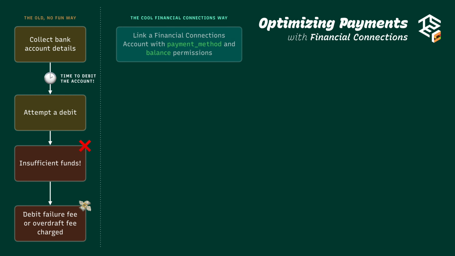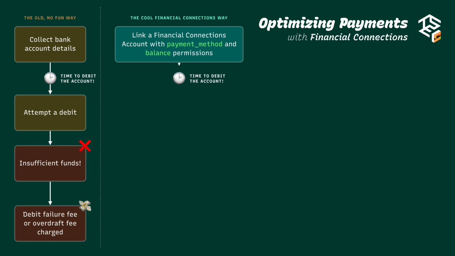Okay, now let's look at the cool financial connections alternative to this flow, which starts with linking a financial connections account with the payment method and balance permissions. The payment method permission grants the ability to use the financial connections account as a method of payment, and the balance permission provides access to balance information for the account. The financial connections account linking process asks the account holder to log into their bank and grant you access to their account with the requested permissions.